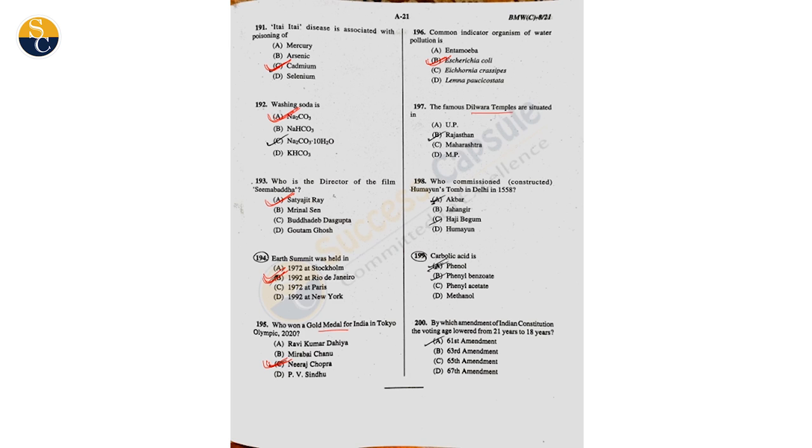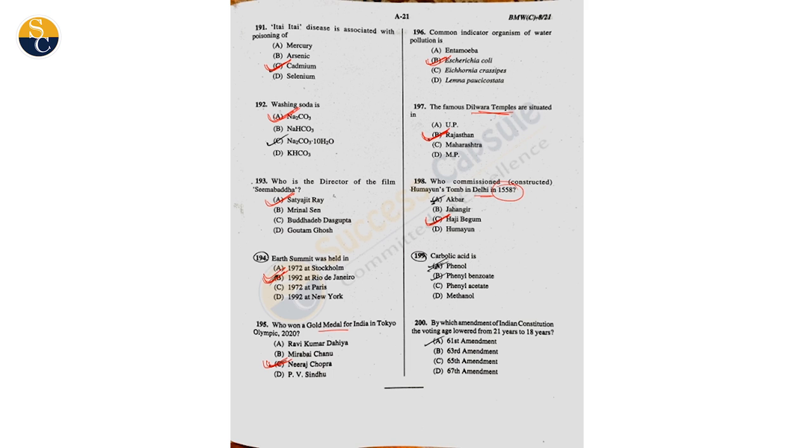Next, the famous Dilwara temples are situated in the only hill station of Rajasthan, which is Mount Abu. So, B is the correct answer. And they were built in the 11th and 13th centuries. Next, who commissioned the Humayun tomb in Delhi in 1558? The widow of Humayun, Hamida Banu Begum or Haji Begum. So, C is the correct answer.